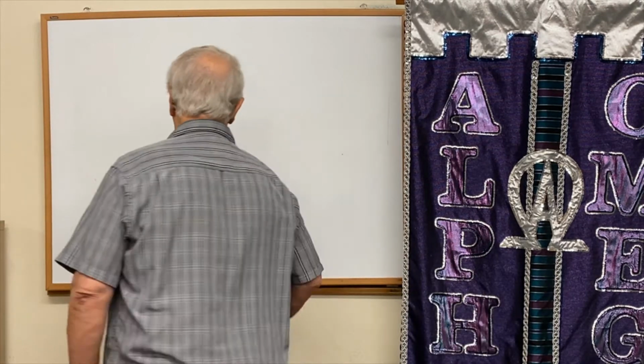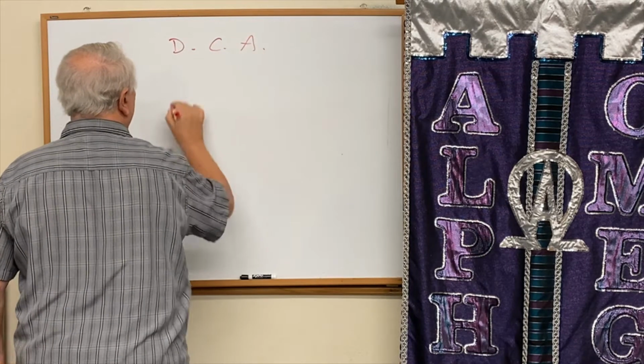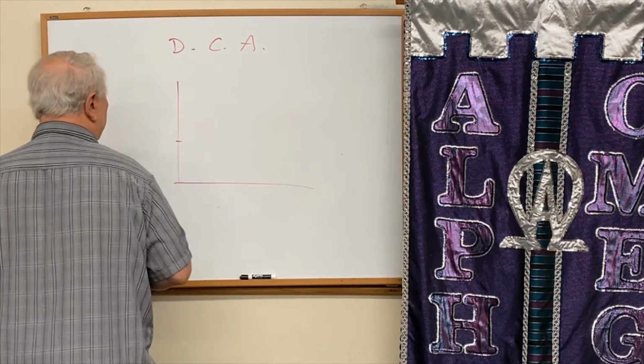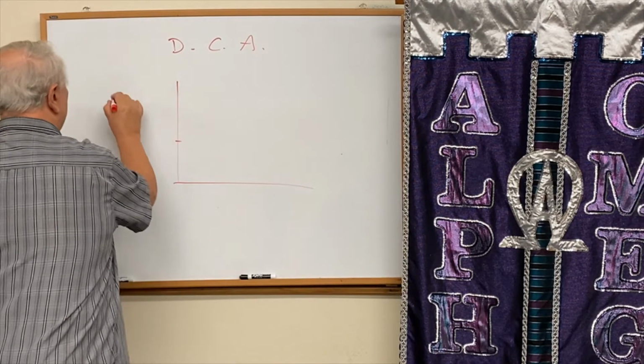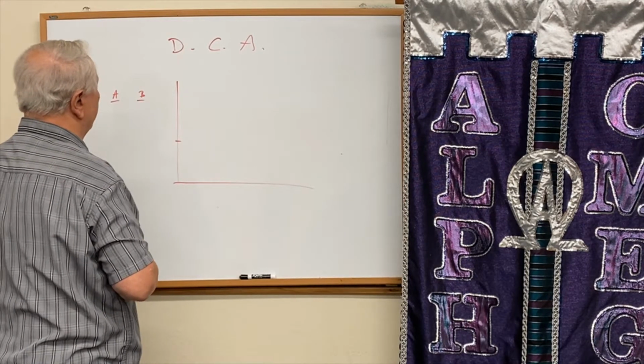When you're securities licensed, you've got to be able to explain it. So the more times you hear it explained, the better it is for you. So here we go. Dollar cost averaging. We're going to consider two companies, Company A and Company B.